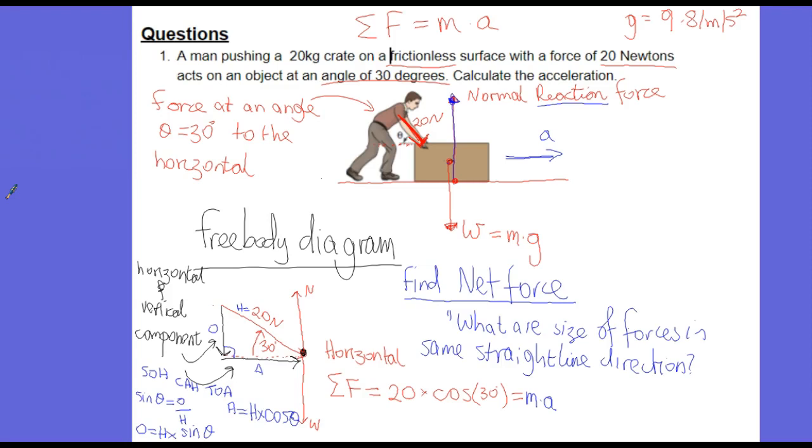Say for instance, could the crate accelerate due to the vertical forces? They're balancing. What are they balancing now? Yeah? It's only affected horizontally. And we know it is because the crate will only move horizontally along the ground. If we push something at this angle, it's not going to automatically travel downwards into the ground or spring up into the air. So there's no vertical direction or acceleration at an angle.